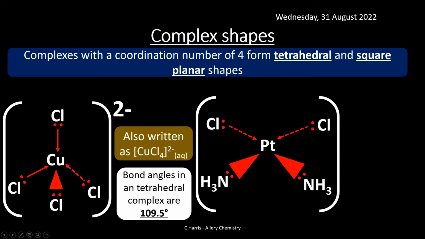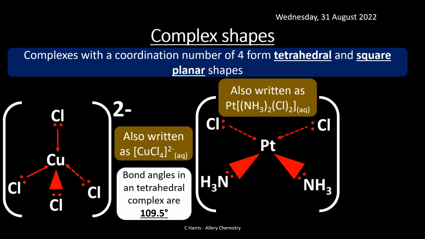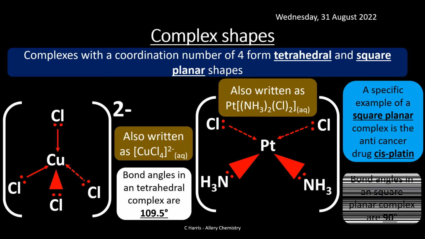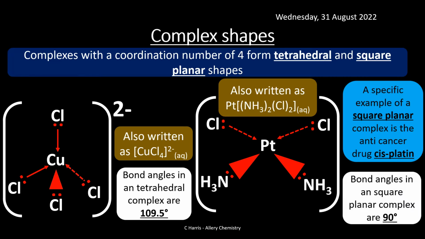And here's another example. This is another example of a square planar. So this is platinum with ammonia and 2 chlorines. And this is also written as this. So basically we have the square brackets. We have 2 ammonia ligands and 2 chlorine ligands in that complex there. And a specific example of a square planar is an anti-cancer drug called cisplatin, which you do need to know as a specific example of a square planar molecule. There's very specific ones really here. And the bond angles obviously in a square planar complex are 90 degrees.